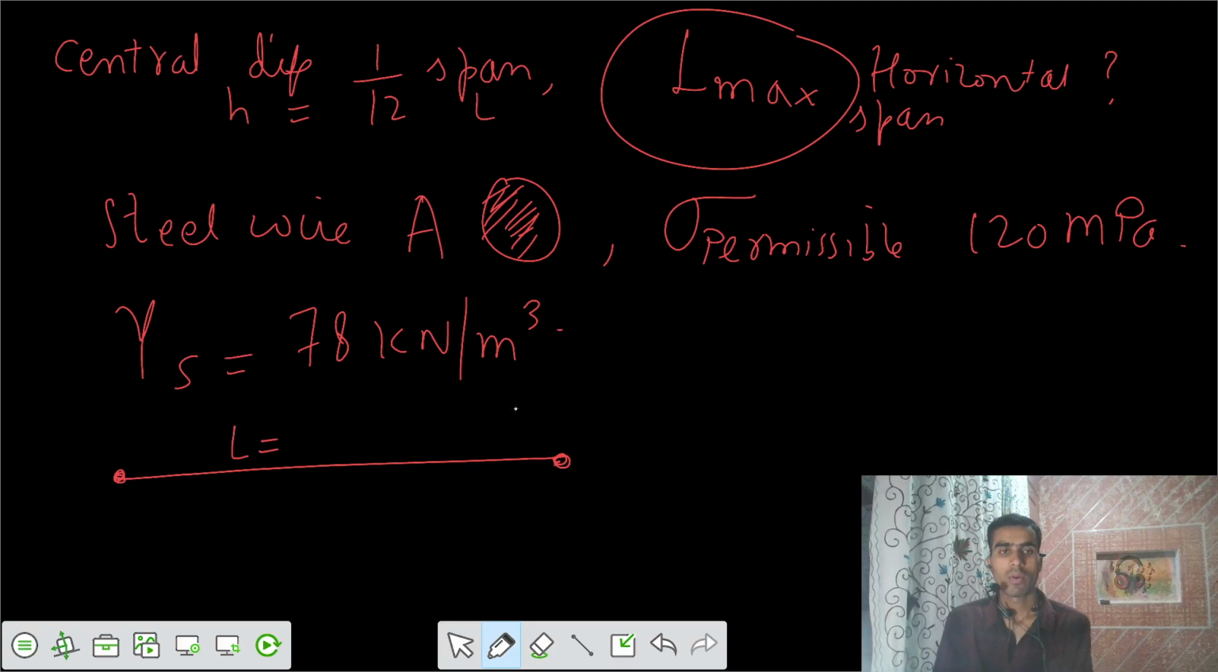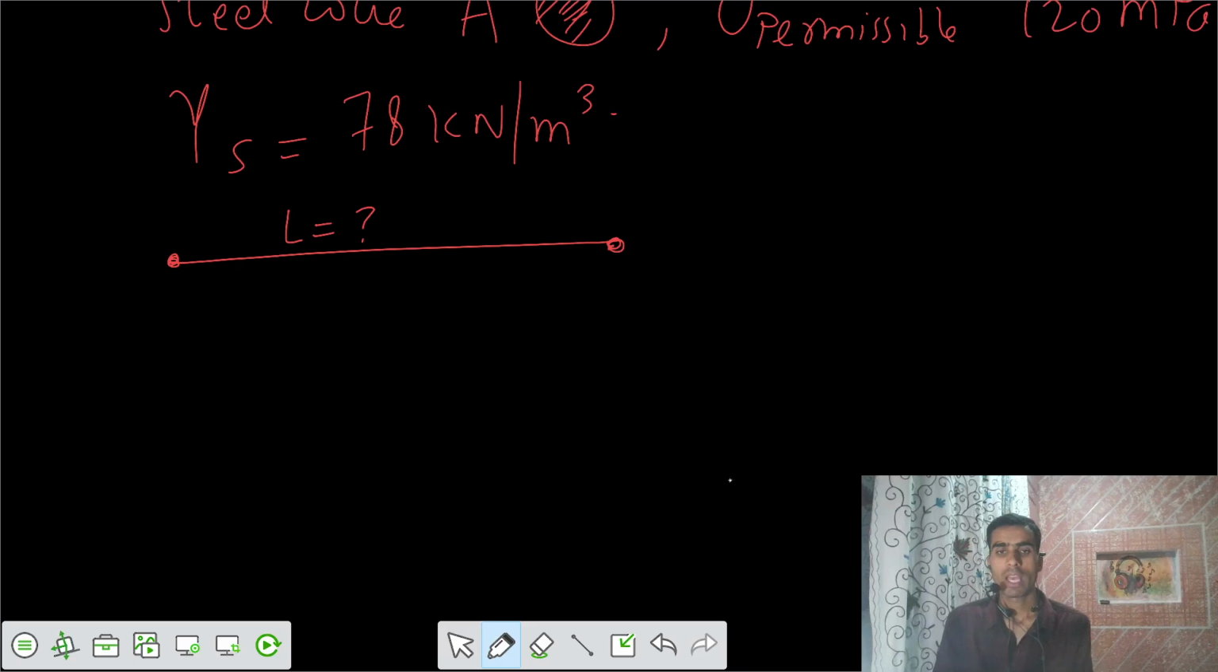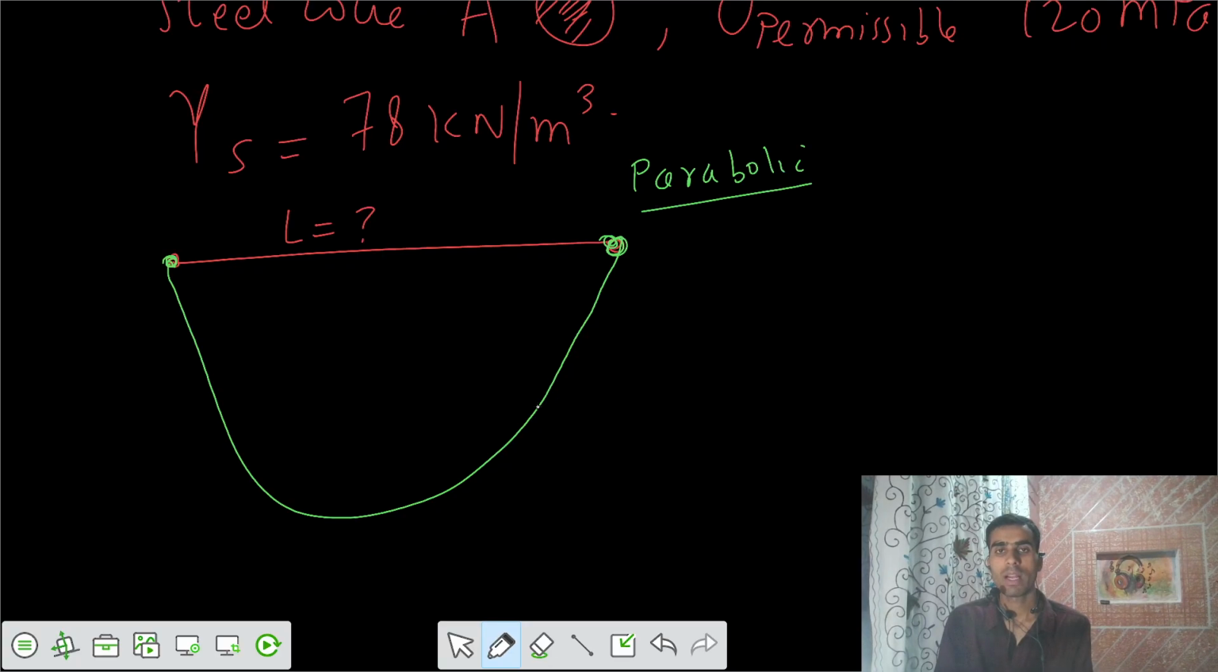What should be the value of L such that if you have a cable between these two supports hanging under its self weight, we assume that the profile developed is parabolic, and this is also a symmetric profile. This is the solution we have.